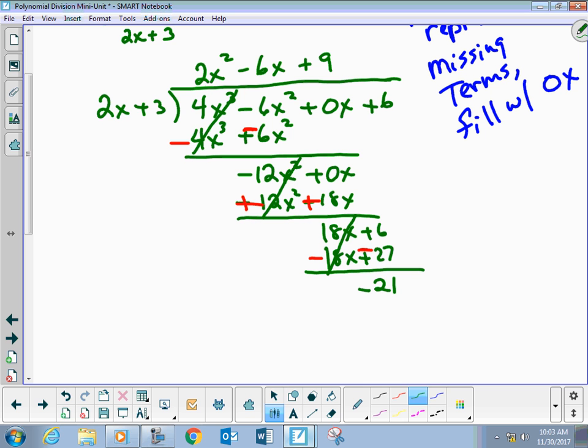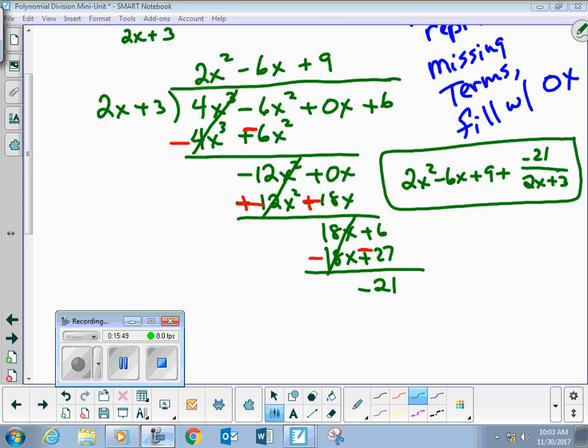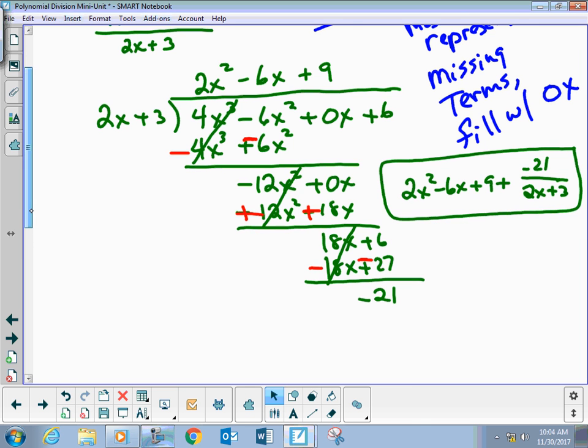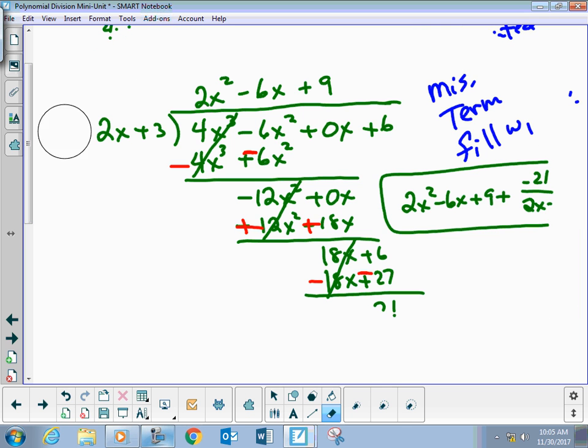So how do I write my final answer? My final answer is 2x squared minus 6x plus 9 plus negative 21 over 2x plus 3. All right, let's look at the next example.